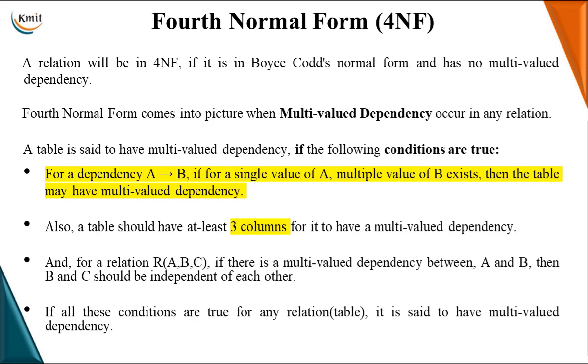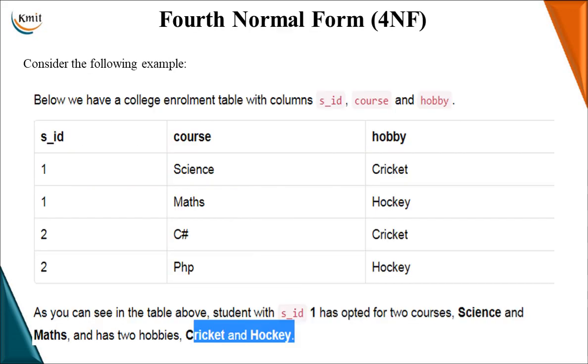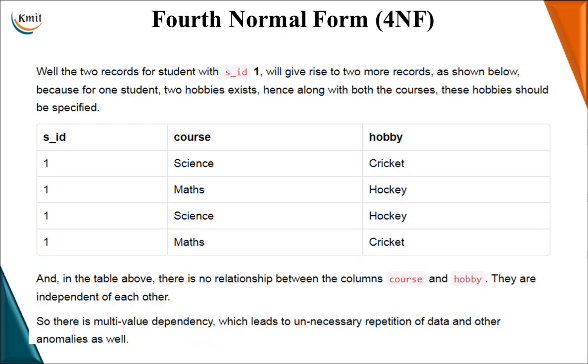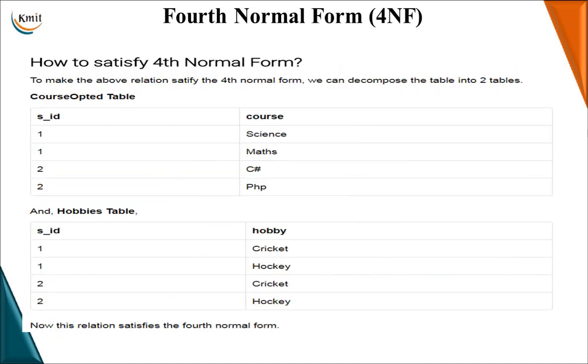That is where, with science you have cricket, with maths you have hockey, but it is the same student. But I say that with science he should have cricket, with science he should have hockey. With maths he should have cricket, with maths he should have hockey. So 2 more rows will be added. This leads to unnecessary repetition of data and some other anomalies, that is inconsistency and so on.